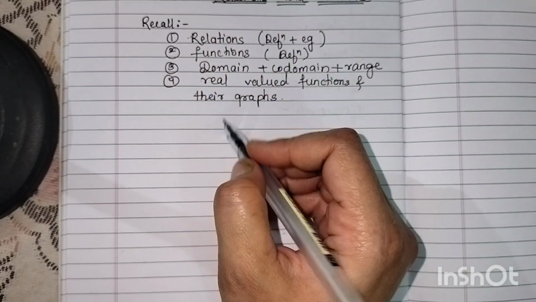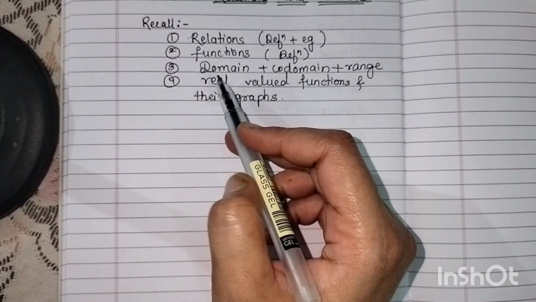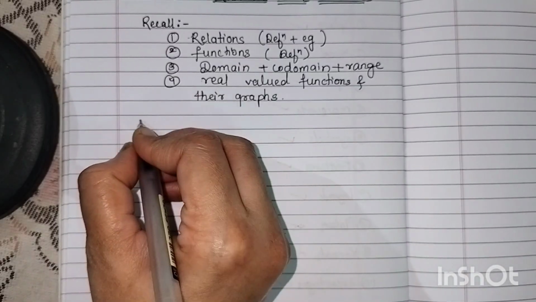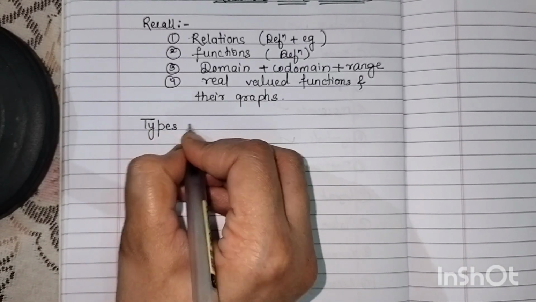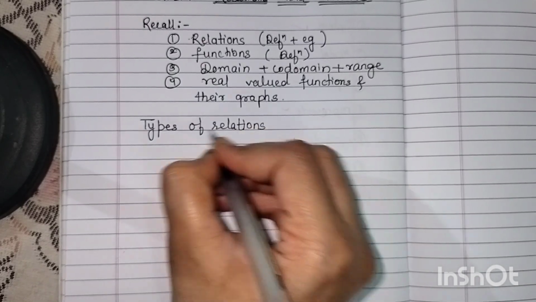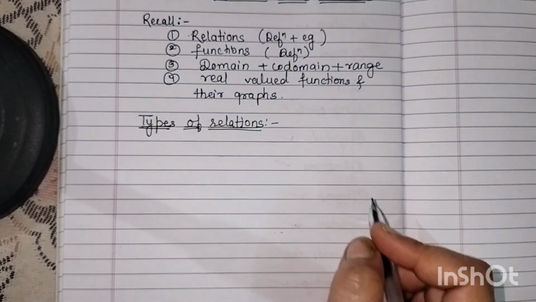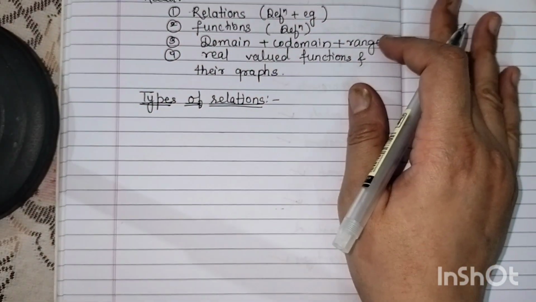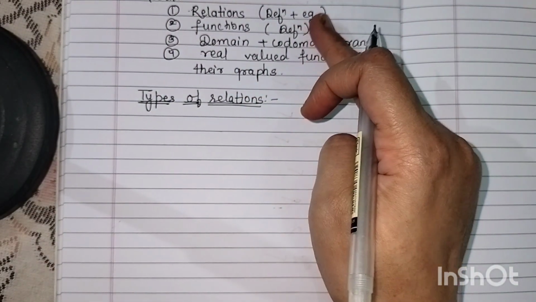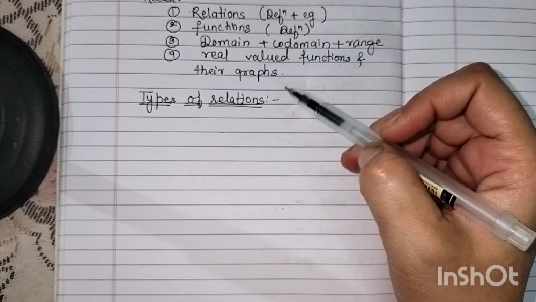Okay, so these are the topics that you have already studied. Now in this chapter we are going to study in more detail about relations. So we will see types of relations. Okay, so let's take these types of relations. First of all, you should know the definition of this relation, which is already given in my video in class 11. Okay.